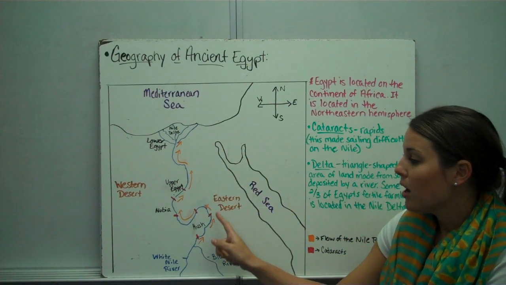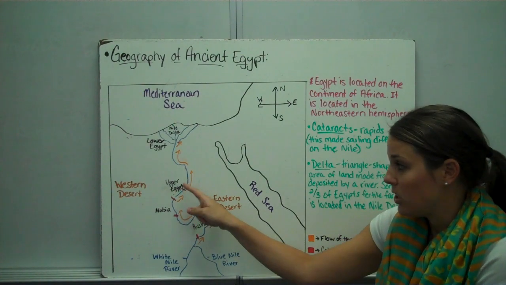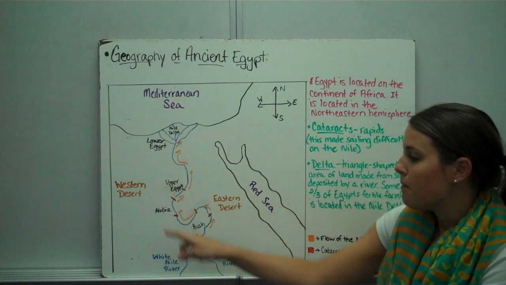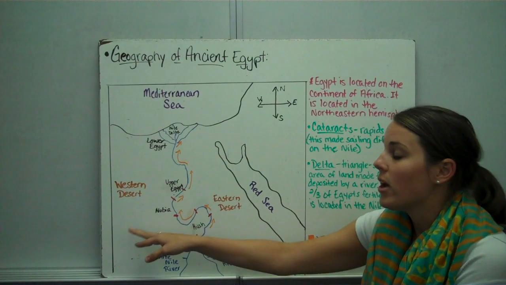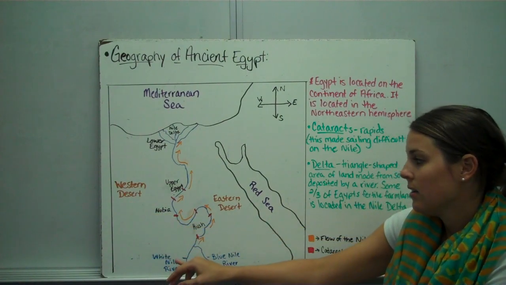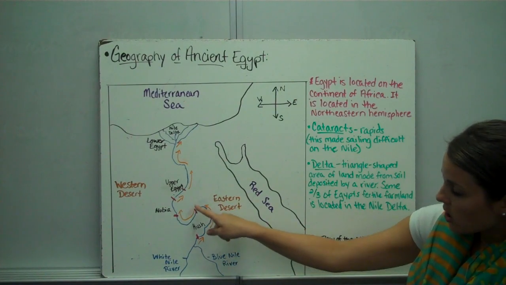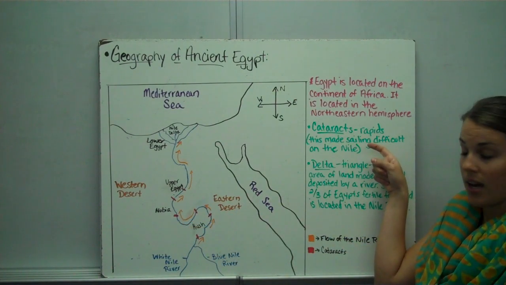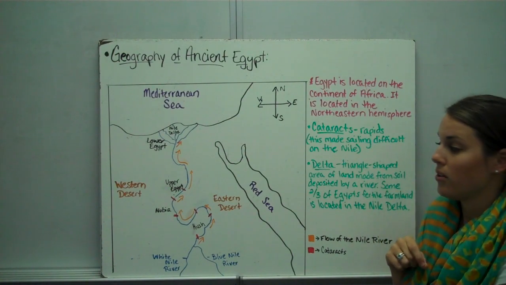So as you're traveling up the Nile, you hit a region called Upper Egypt, and then you hit another region called Lower Egypt. Okay? East of the Nile is the Eastern Desert. West of the Nile is the Western Desert. Now, one thing I want to make sure you understand is these red markings on the Nile, those are cataracts. Cataracts are rapids along the Nile. Cataracts make sailing very difficult on the Nile.